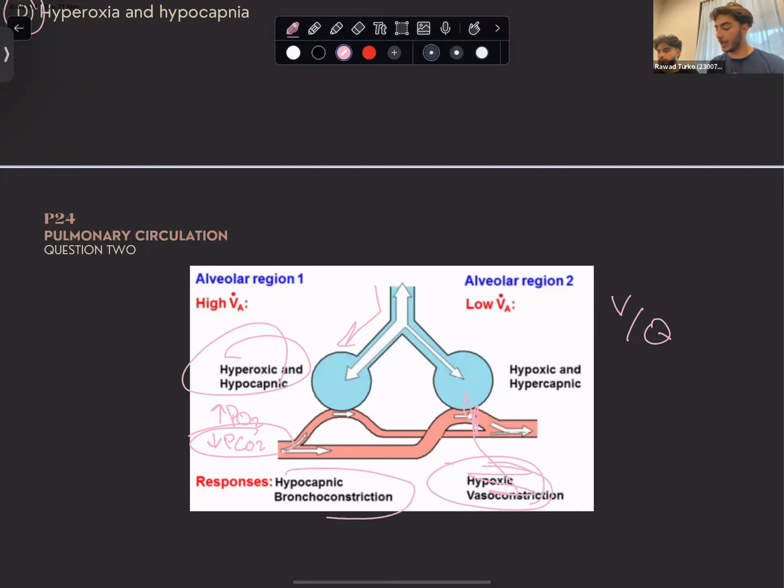Bronchoconstriction. Hypocapnic bronchoconstriction. By doing bronchoconstriction, we decrease this back down, right? Obviously, you're constricting the bronchioles right here. Bronchoconstriction would bring the ventilation back down, and then at the same time would bring back PO2 and PCO2 to normal levels. This is a compensatory method.